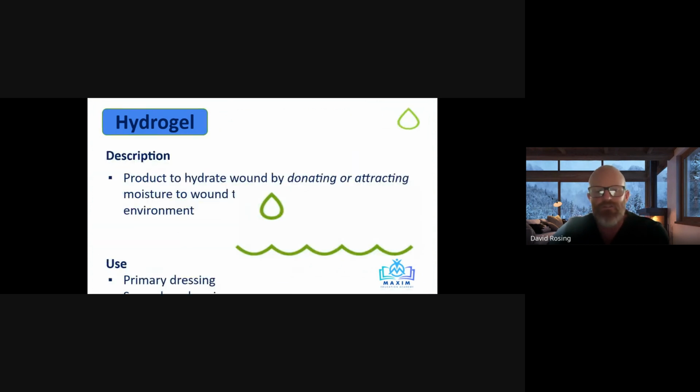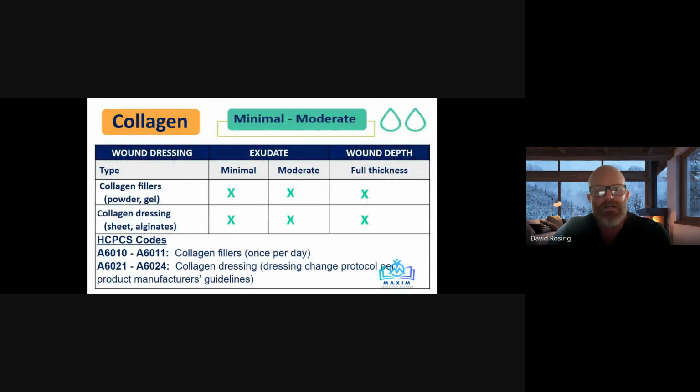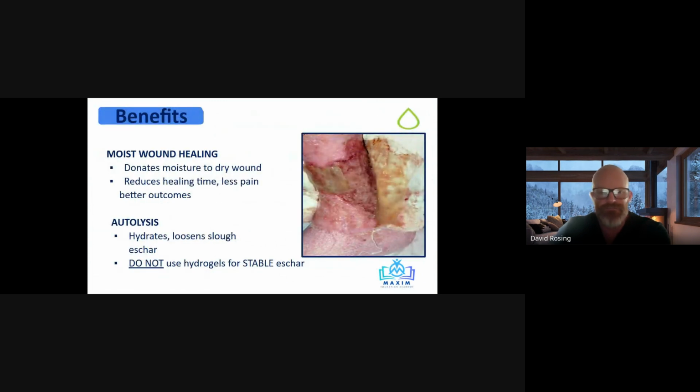It comes in all sorts of different forms. They have it on gauze, they have little tubes of it, they even have it as powders, all sorts of different ways of using it. I don't use it a ton. The only time I'm really using it is on arterial ulcers or when I'm trying to soften up an eschar and we can't get Santyl for that patient.